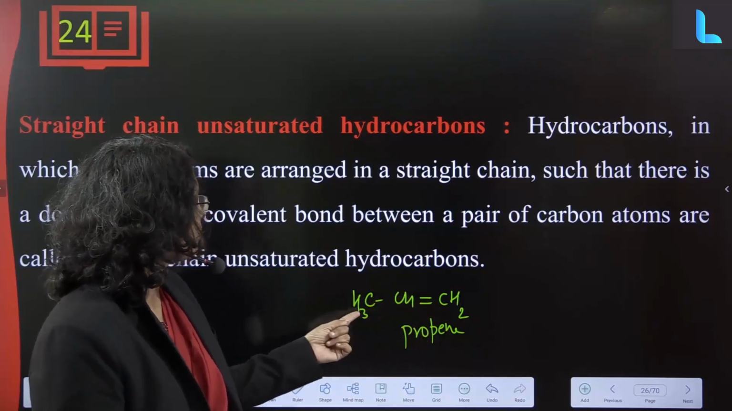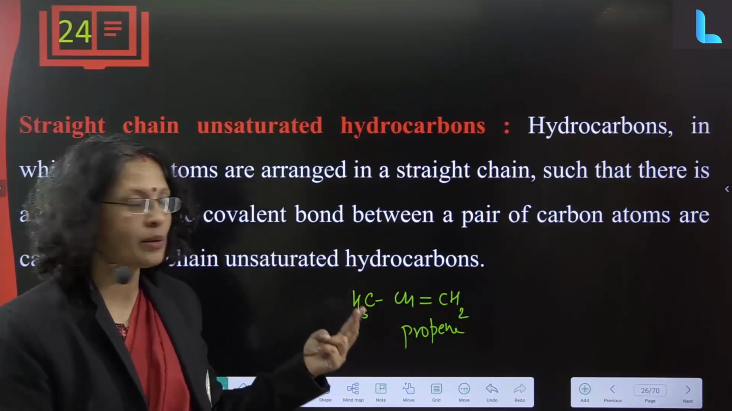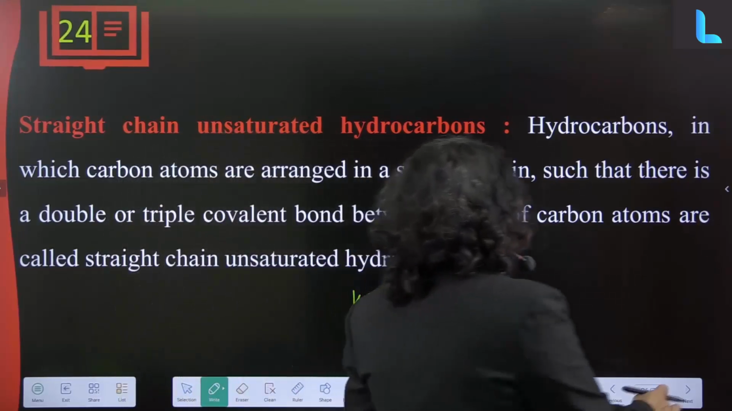So the total number of carbon is 3, so the word prop is used. The word prop is used for 3 carbon, and ene is used for the double bond present. So that's why it is called propene.